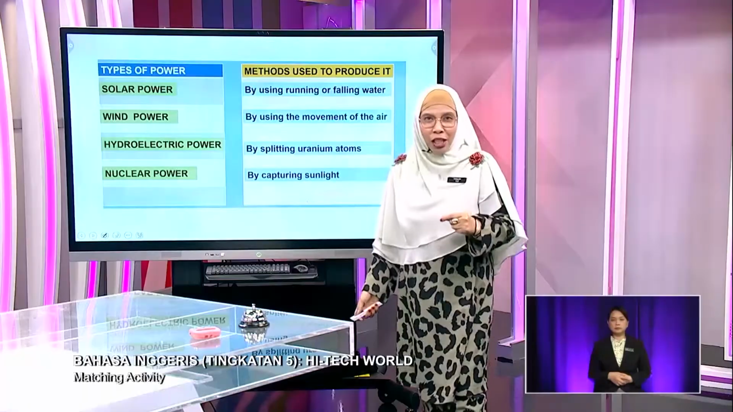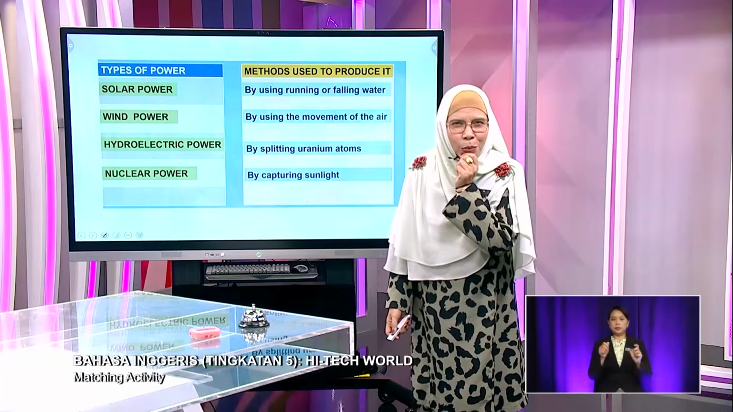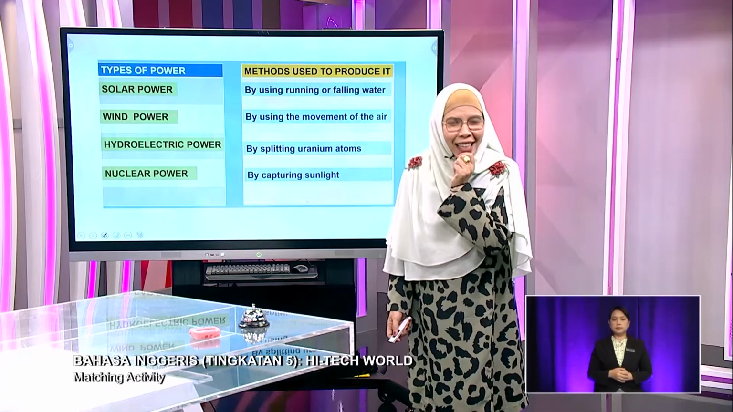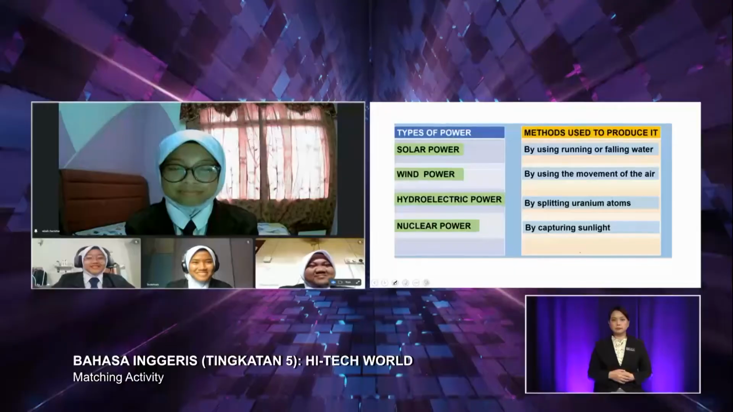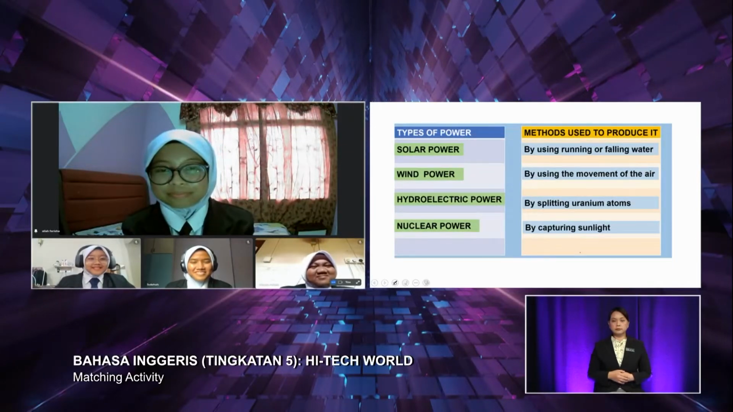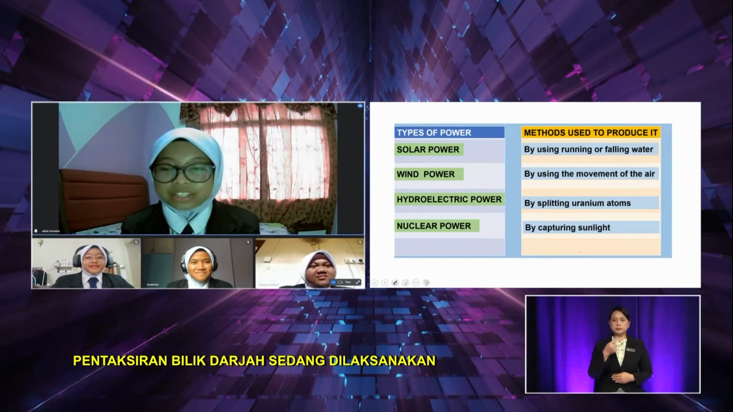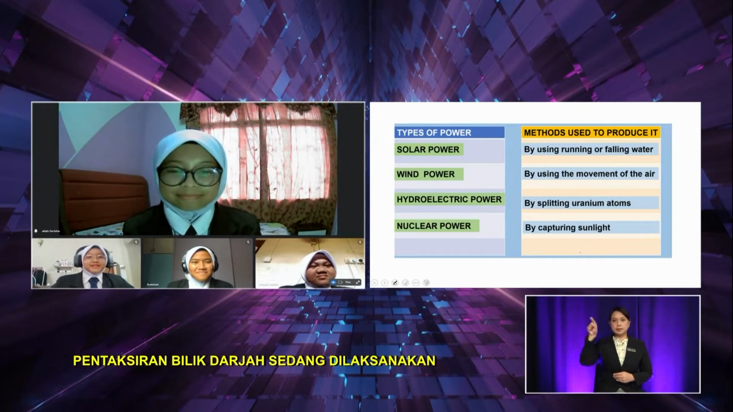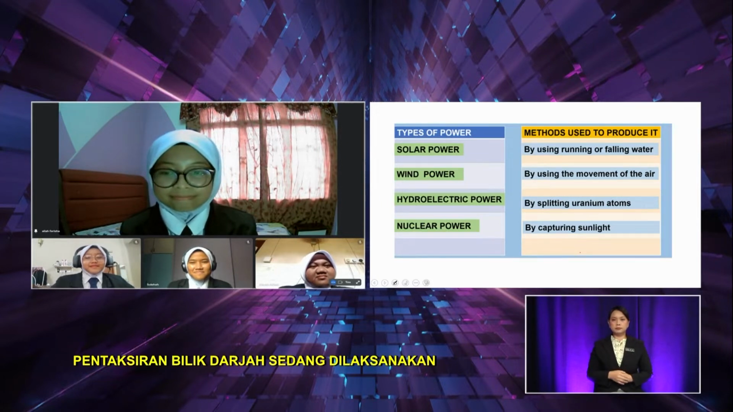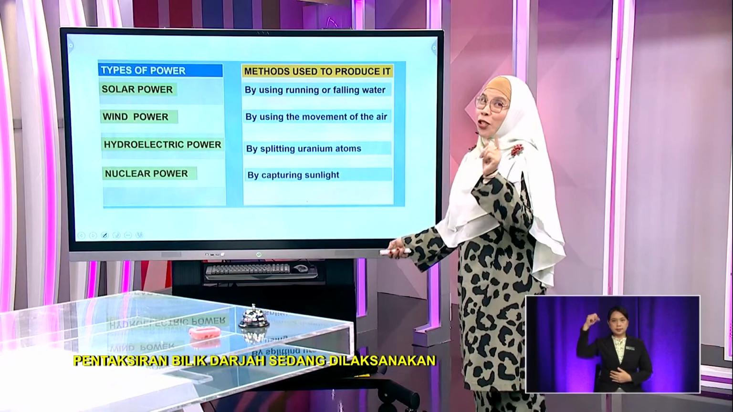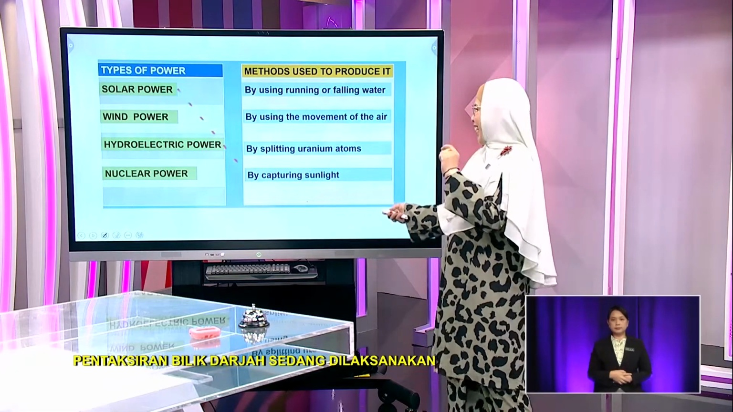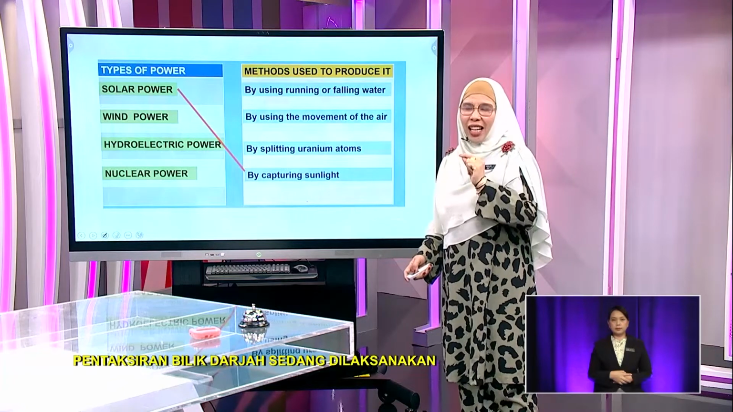Okay, now let's go to the first one. Solar power. Who wants to give it a try? What can be the methods to produce solar power? Who wants to give it a shot? Can I give it a try, madam? Okay, Alia, solar power. What would be the best method of producing solar power, Alia? The best answer is by capturing sunlight. Yes. So what is the keyword from your answer, Alia? Sunlight. Yes, because when you have solar, you will have sunlight. Okay, good job, Alia.